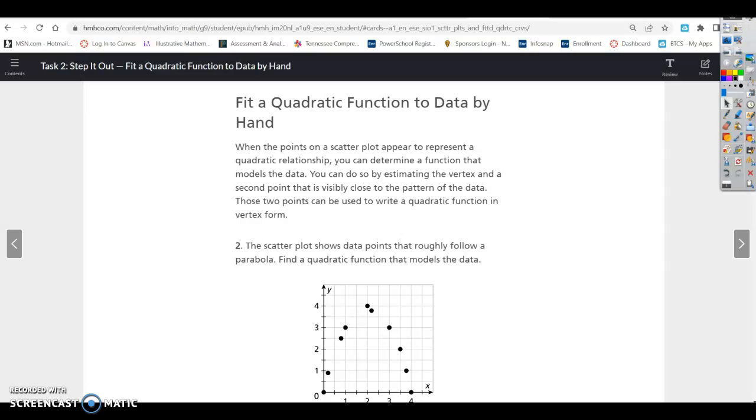Lesson 19.5, Task 2. Fit a quadratic function to data by hand. When the points on a scatter plot appear to represent a quadratic relationship, you can determine a function that models the data. You can do so by estimating the vertex and a second point that is visibly close to the pattern of the data. Those 2 points can be used to write a quadratic function in vertex form.